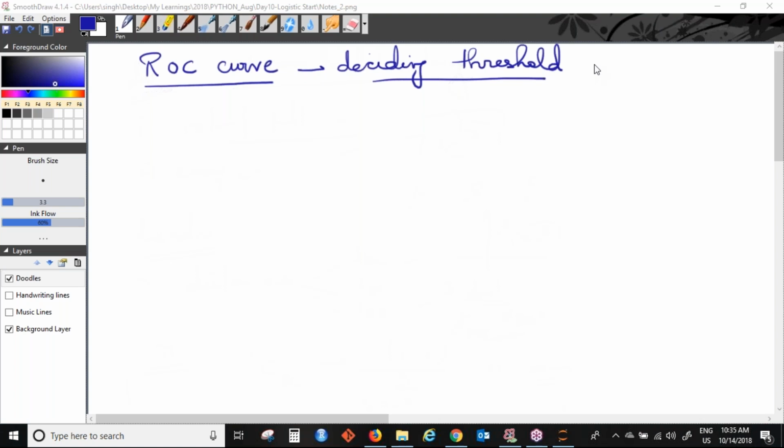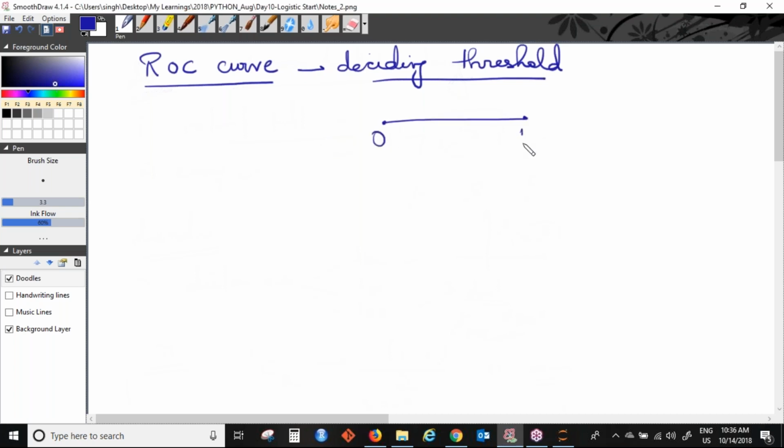Let's talk about the ROC curve now. So first is, why do we need a different threshold? If we can take 0.5 as the threshold, why do we need something else? Again, this has to do with what we were discussing yesterday about the business problem. So let's say we are talking about, this cancer example is the best to discuss in such cases.